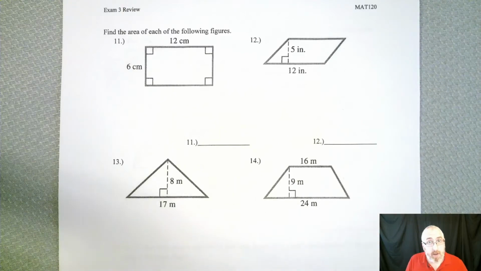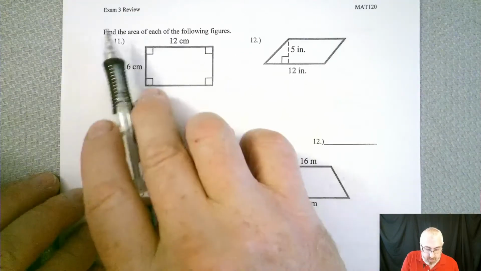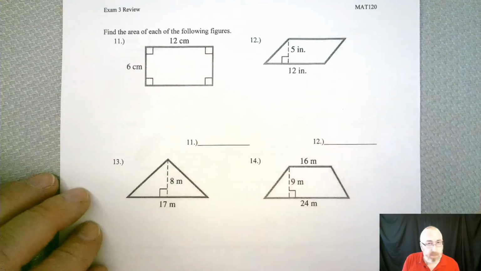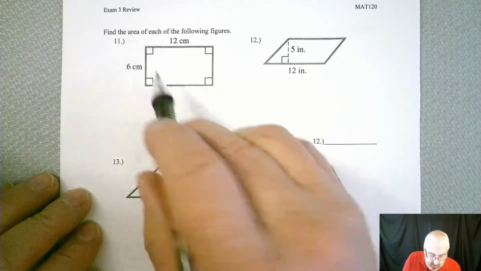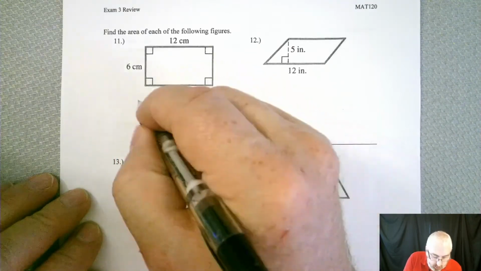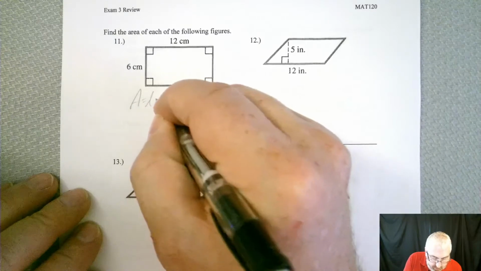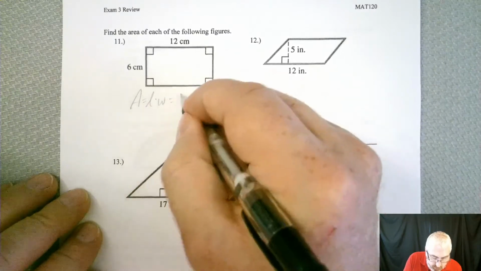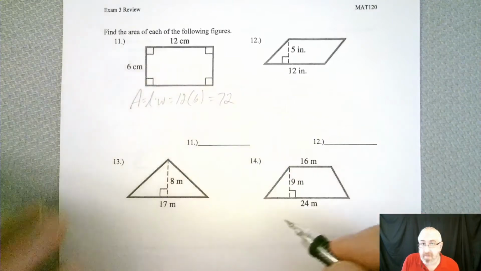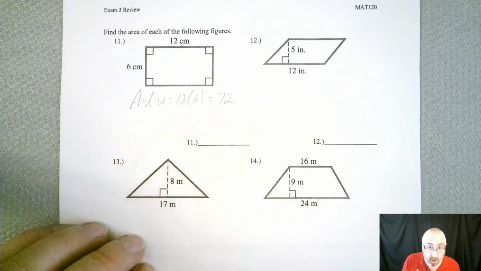All right, page 3. So find the area of each of the following figures. All right, plug and chug. That's the biggest thing you have to keep in mind. So for finding area, and this is a rectangle, so we know it's length times width. So it's going to be 12 times 6, which is 72. Very quick. But don't forget the units.